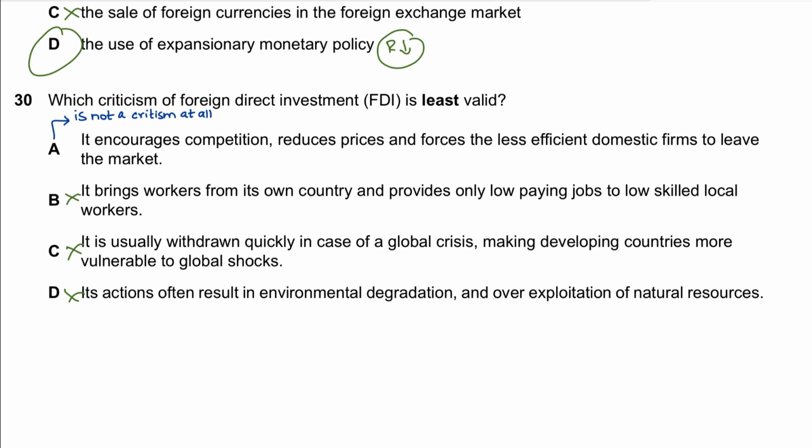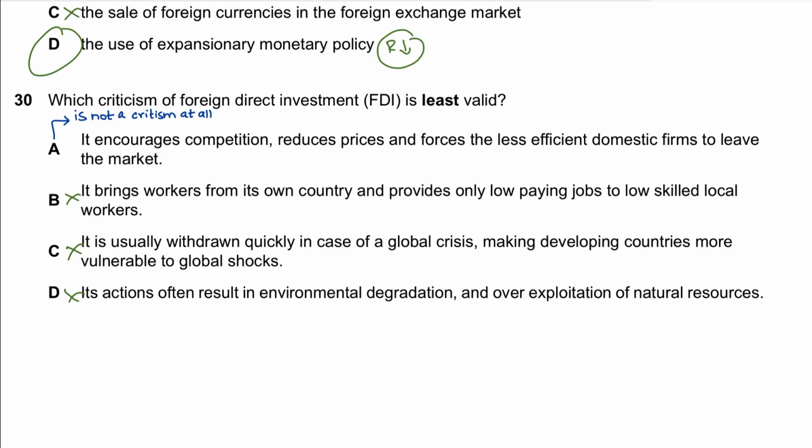So this is the correct answer. In fact, this is not a criticism at all. It's a benefit. Hence, that is why this is the correct answer. So you have to understand that Cambridge wants you to recognize that option A is not really a criticism at all. It describes the positive effects of competition and efficiency. That is why it's the correct answer.